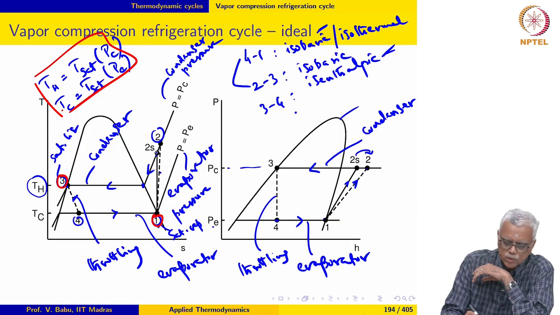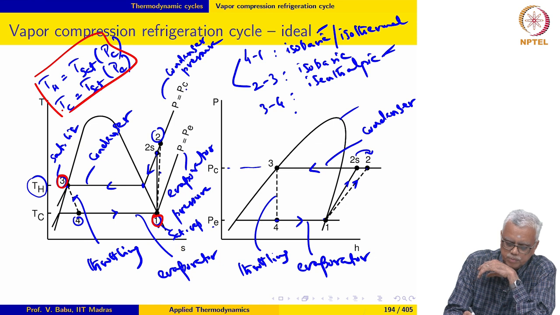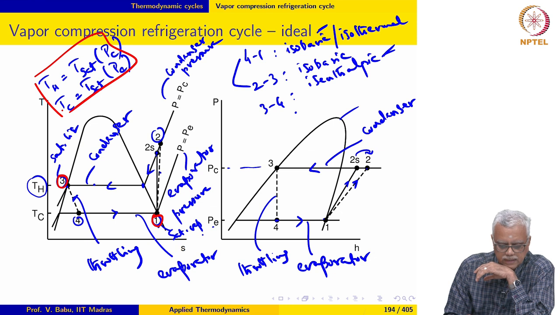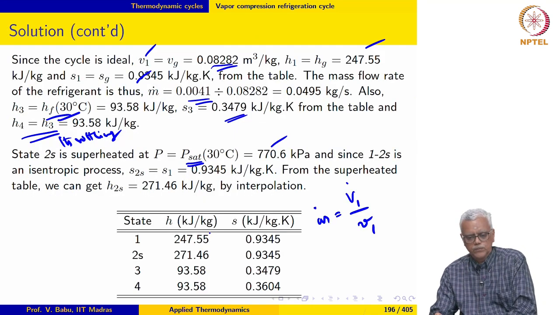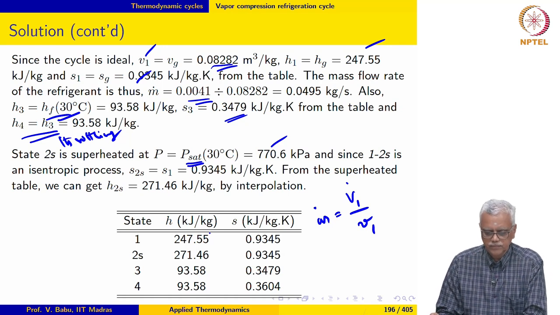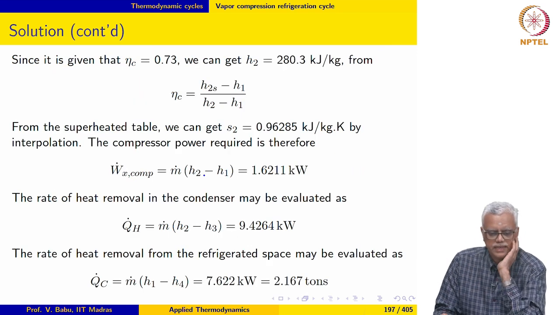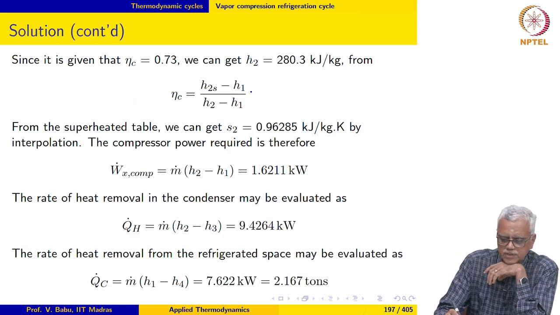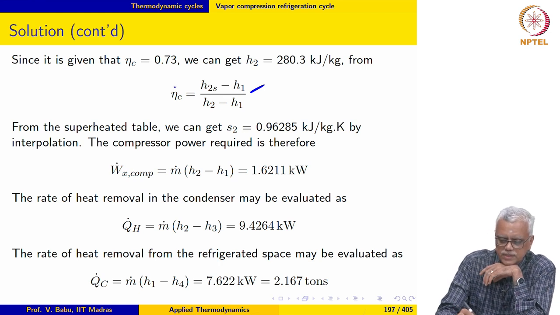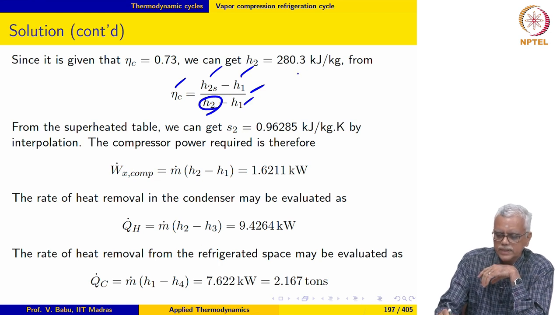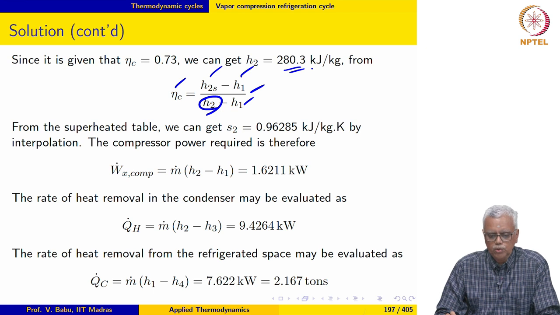So, state 2S is a superheated state at a pressure Pc which corresponds to the saturation pressure of TH or 30 degrees Celsius. So, we can get H2S from the superheated table through interpolation. And the isentropic efficiency of the compressor is given to be 73%. So, from the definition of the isentropic efficiency, notice that this is known, this is known, this is known, this is known. So, H2 may be evaluated to be 280.3 kilojoule per kg.